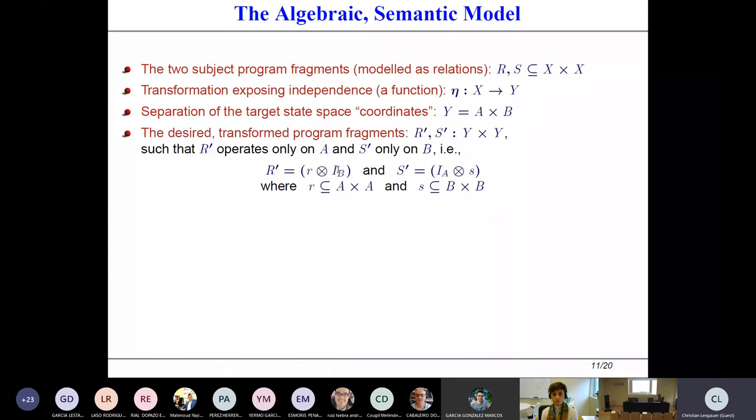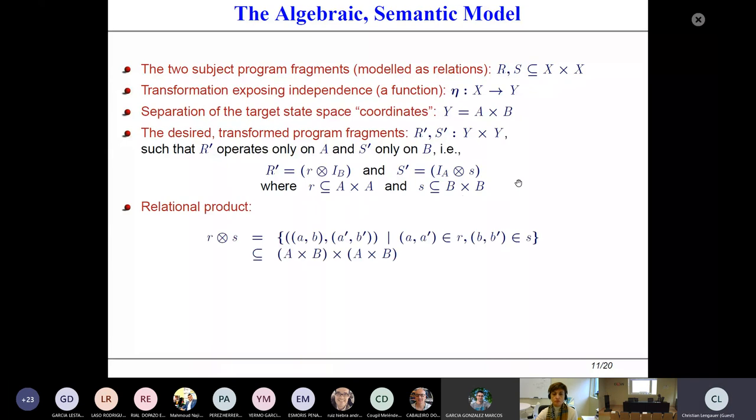And this refers to the identity on the B part. Mutually, S prime works only on the B part of Y, and that is called little s, and leaves the A part of Y alone. So the relations that really characterize the computations are little r on A and little s on B.